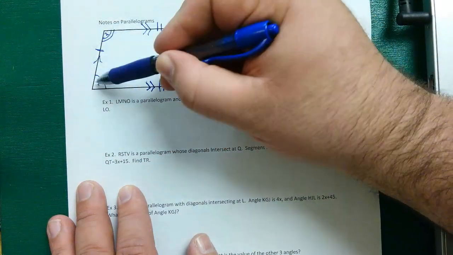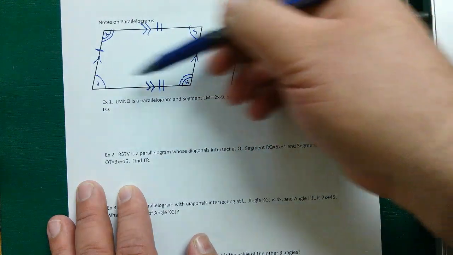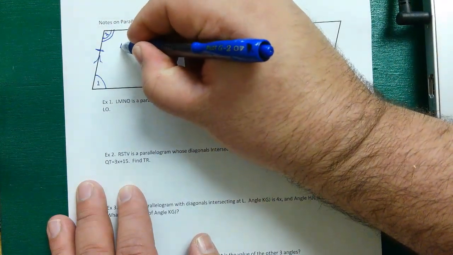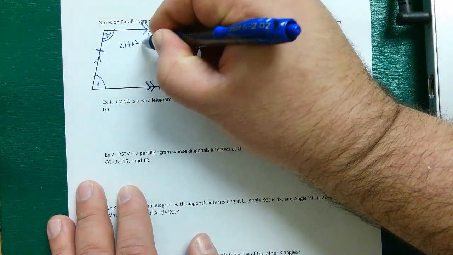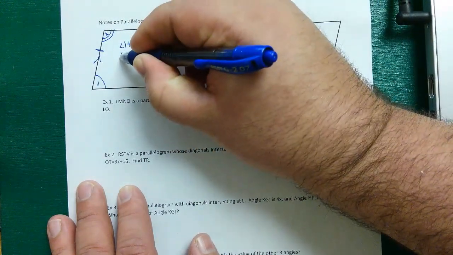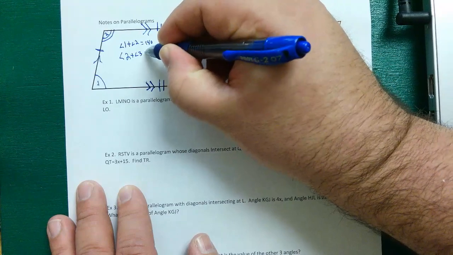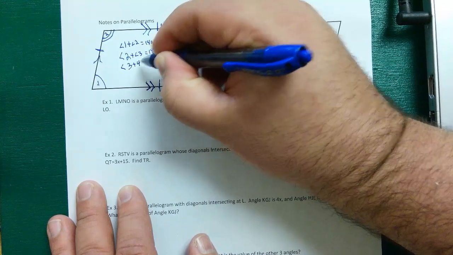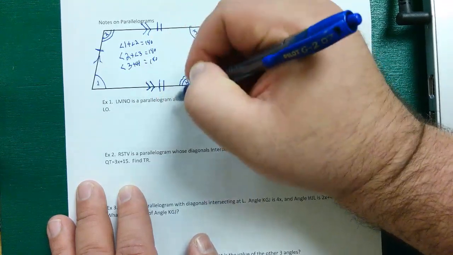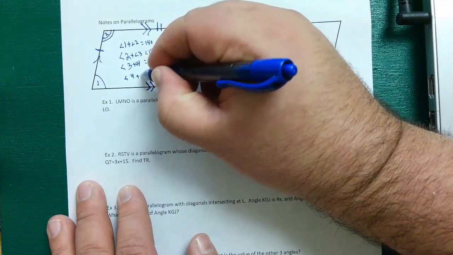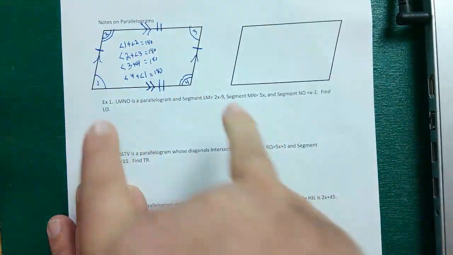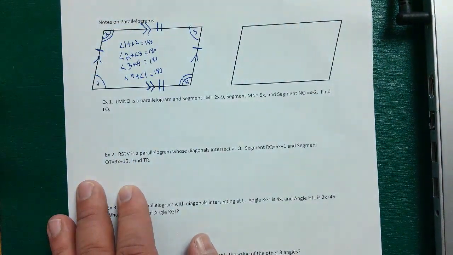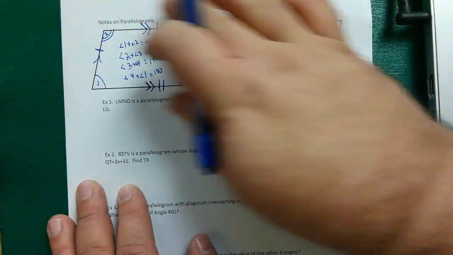Consecutive angles like 1 and 2, or 2 and 3, and 3 and 4, and 4 and 1 are supplementary. That means they equal 180. So angle 1 plus angle 2 equals 180. Angle 2 plus angle 3 equals 180. Angle 3 and angle 4 equal 180. And angle 4 and angle 1 equal 180. Any two consecutive angles add up to 180. And that's it for the outside of this.